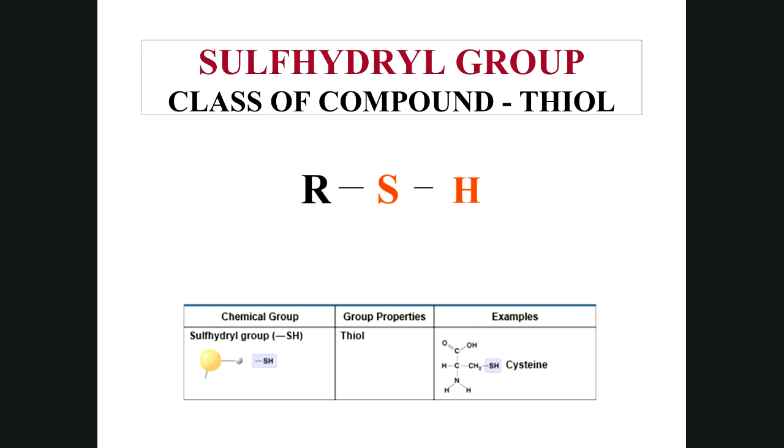Here's a sulfhydryl group. Class of compounds are thiols. And you see that it has a sulfur and a hydrogen. And then the rest of the molecule is not really important on this example. So here's your sulfhydryl group, a sulfur and a hydrogen. Class group property is thiol. Example, cysteine. And there's your thiol group right there, sulfhydryl group right there.